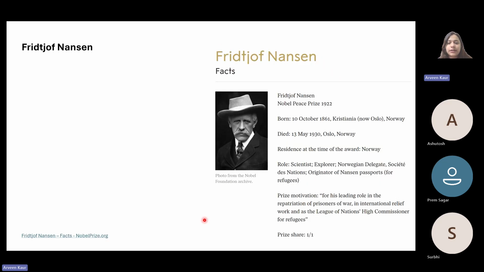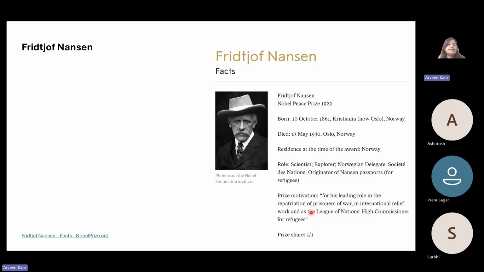So this was Nansen, right? If you look at his Nobel Prize fact record, you can see that in 1922, the same year that A.V. Hill was awarded the Nobel Prize for Physiology or Medicine, he was awarded the Nobel Peace Prize. He was born in Norway, he died in Norway, he was a Norwegian all through his life. And he was the sole winner of this Nobel Prize, right? The sole motivation for his prize was his leading role in the repatriation of prisoners of war, in international relief work, and as League of Nations High Commissioner for Refugees. So that was his main job.